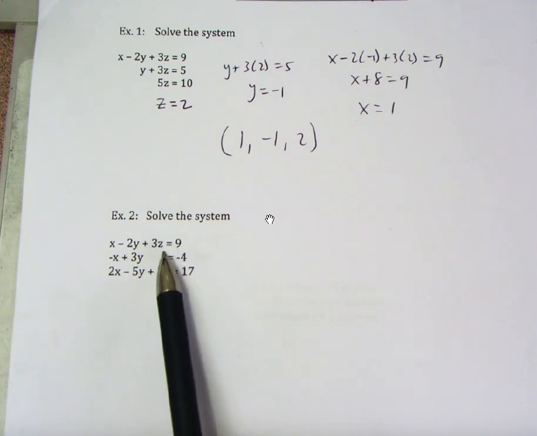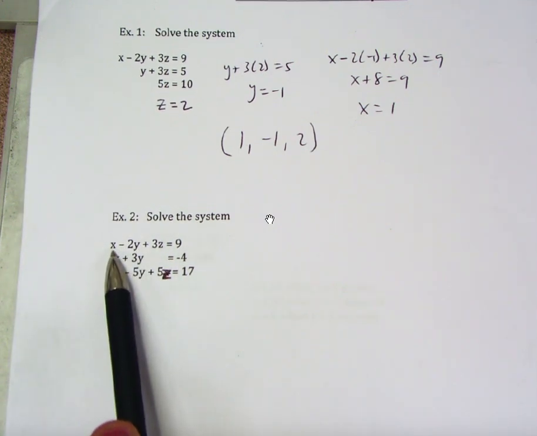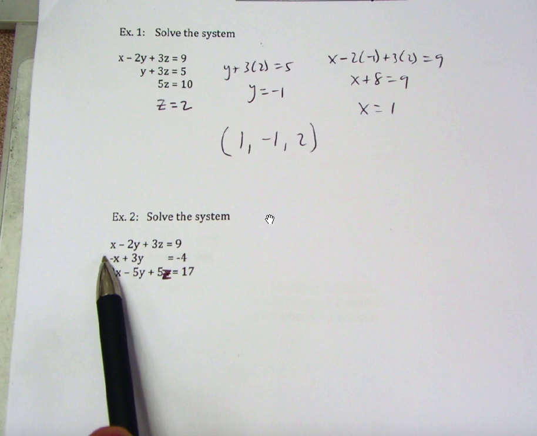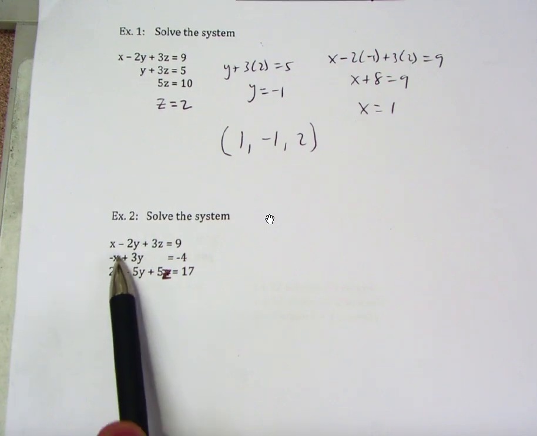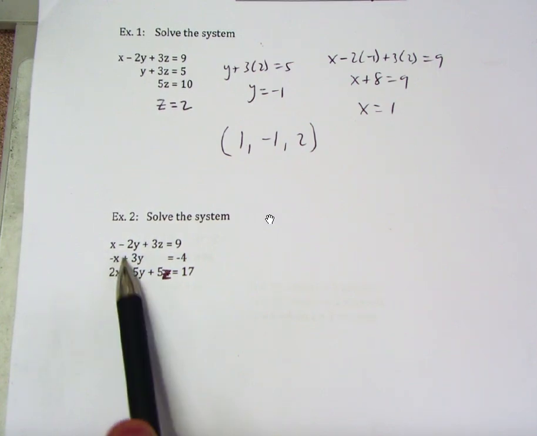So, like, when I say pick a letter, I look at all these. I'm going to pick that x right there. You'll see why. But I'm going to use this x to eliminate this x and this x from these two equations. Basically, you're going to be doing elimination 2 times to get rid of these two x's. And you'll see why that's going to be helpful.